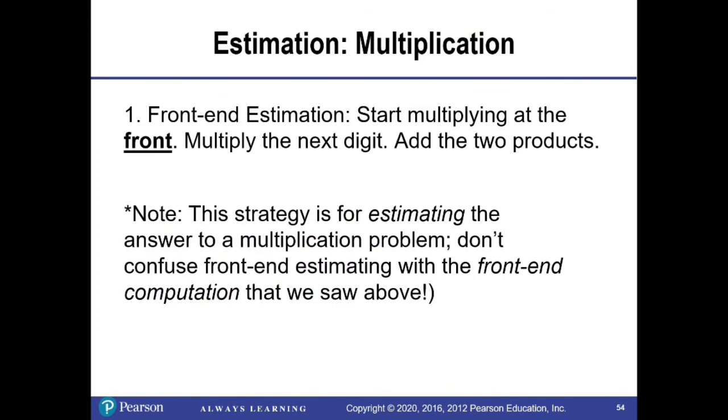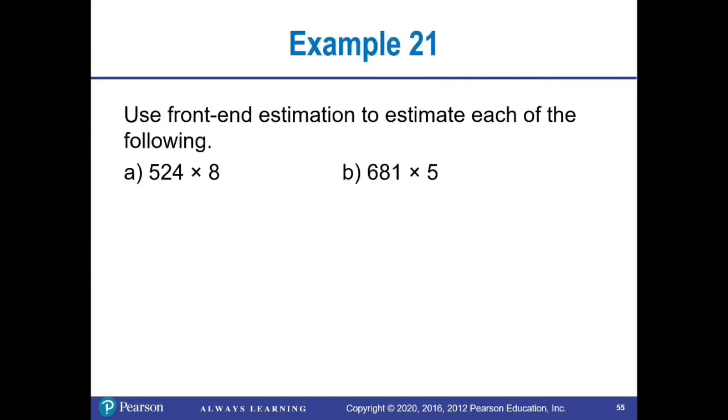Now let's look at estimation. Now we're going to start with front-end estimation. Now this is different from the front-end multiplying that we talked about with mental multiplication. Here we are estimating and not finding an exact answer.